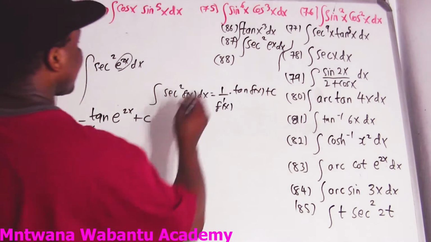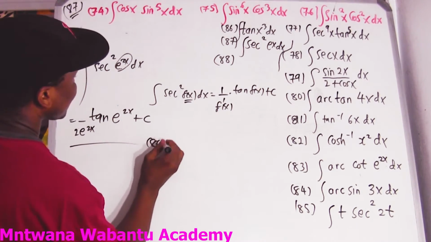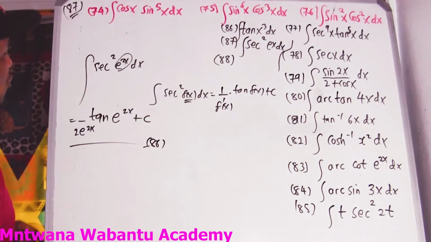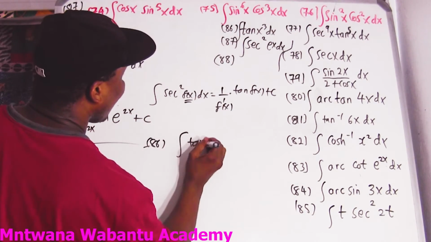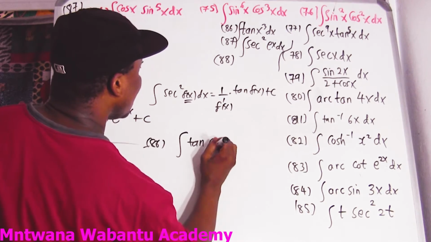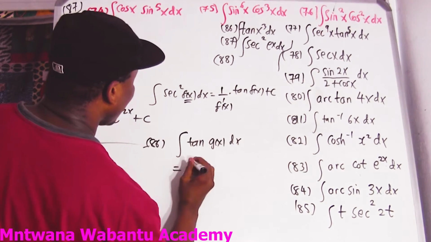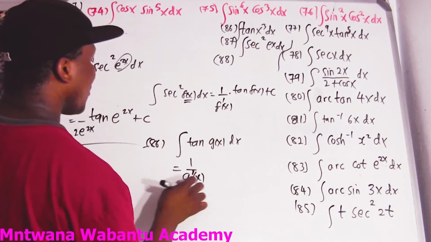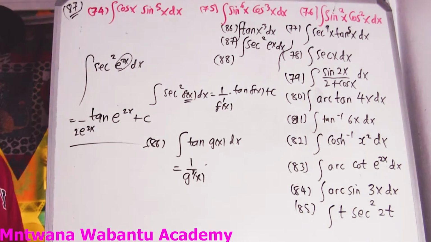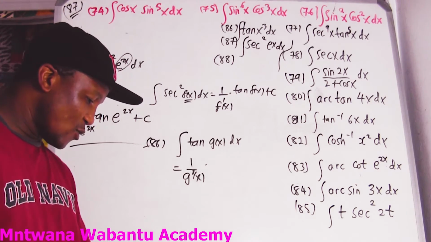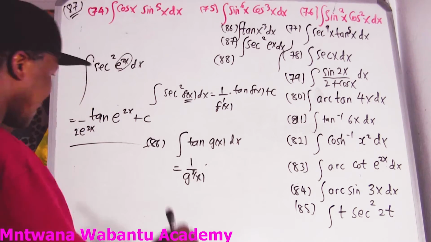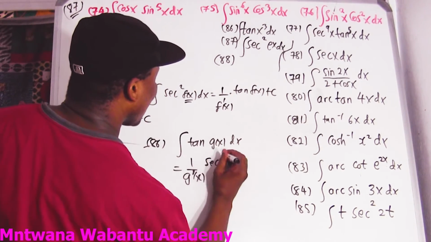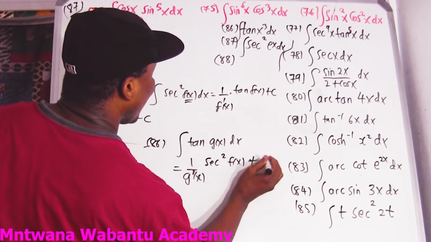Let's go to the previous one, question 86, tan x cubed. If you integrate tan of a function, let's say g of x dx, this is 1 over the derivative of this function, g prime of x, and when you differentiate tan, what do you get? Sec squared of the function. Plus c.